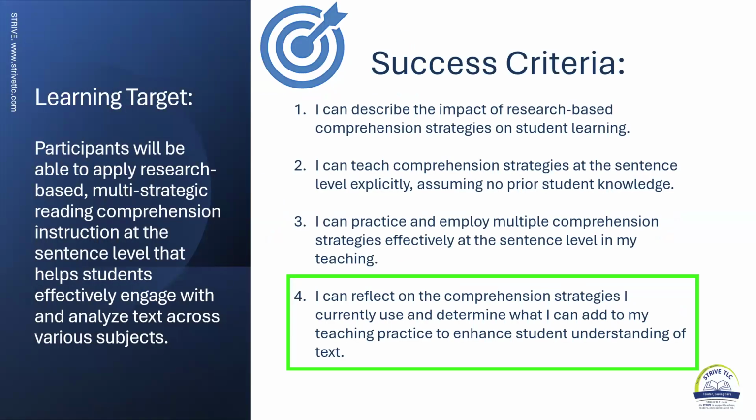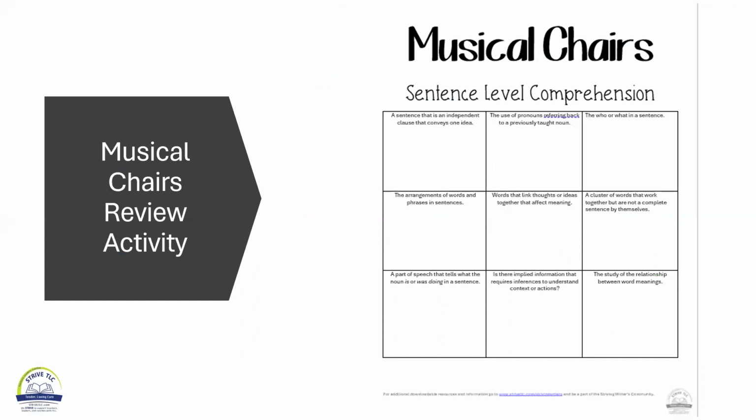All right, so our fourth success criteria today is I can reflect on the comprehension strategies I currently use and determine what I can add to my teaching practice to enhance student understanding of text. So we finished this face-to-face session with musical chairs using our notes and a word bank. I had the word bank up on the wall so that participants could know which words need to go into the boxes.